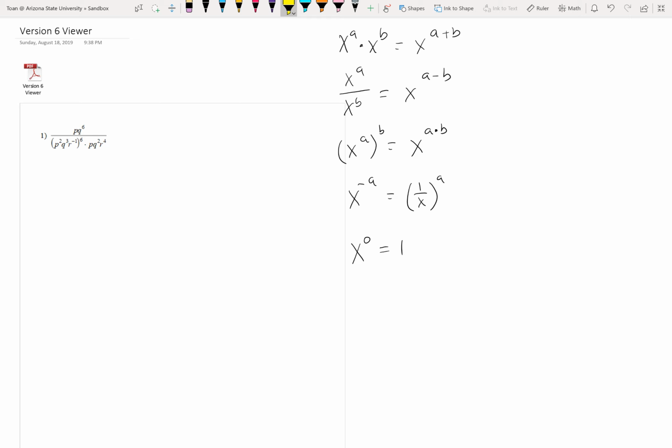They are, in review, a product property, which says if you multiply like bases, you can add the exponents. The quotient property, or the division property, says the exact opposite. When you divide like bases, you can subtract the exponents. The power property says if you stack exponents on top of each other, you multiply them. Negative exponent property: if you have a negative exponent, all that negative does is tell you to take the reciprocal of the base. And anything to the 0 power is essentially 1.